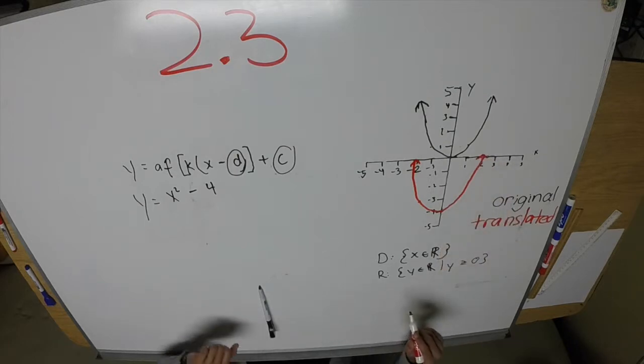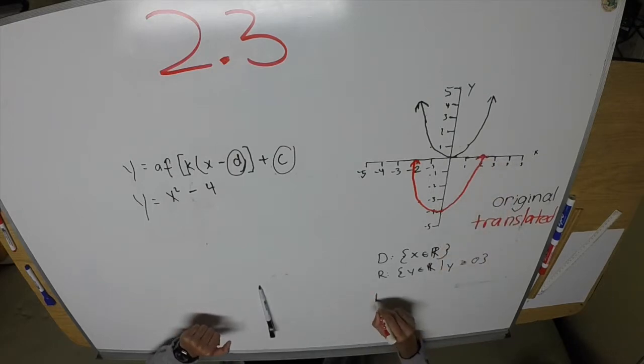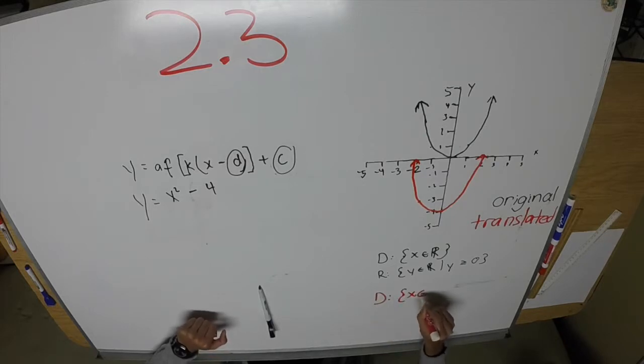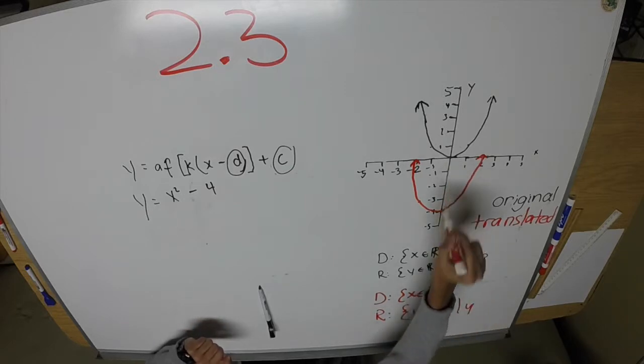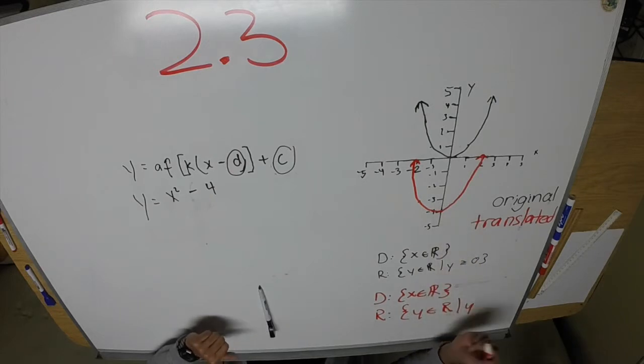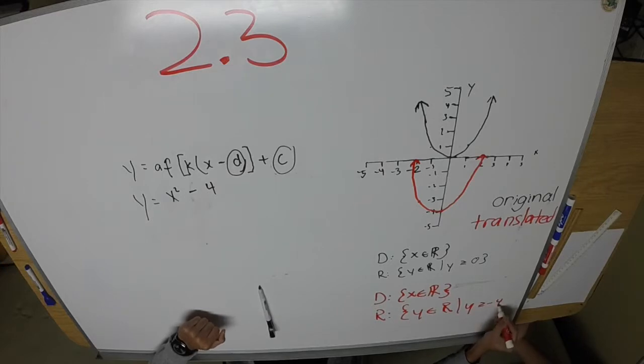Now, the domain and range for this, because it's shifted down 4, the domain would still be the same. Nothing happened to affect the values on the x-axis, so x is equal to any real number. But for the range, since before y was equal to any real number such that it's greater than or equal to 0, now since the vertex has been translated from 0 to negative 4, the range is now y is equal to any real number such that y is greater than or equal to negative 4. And that's how we draw that.